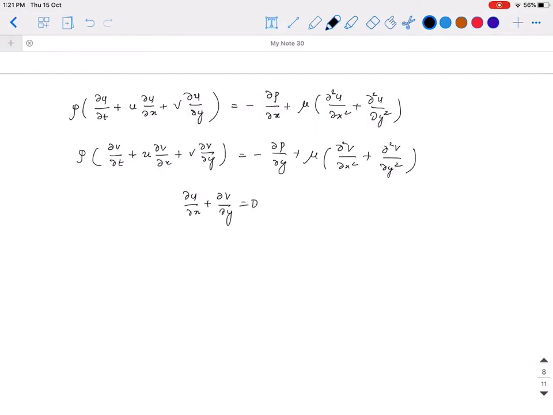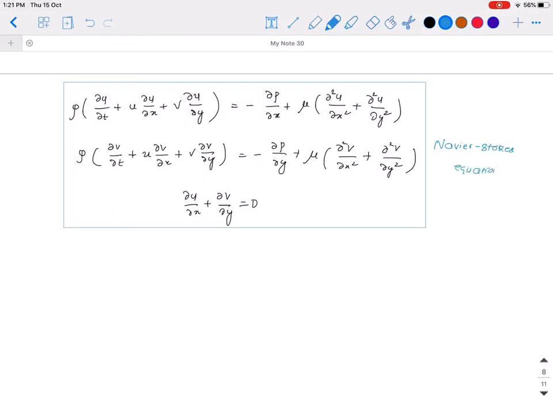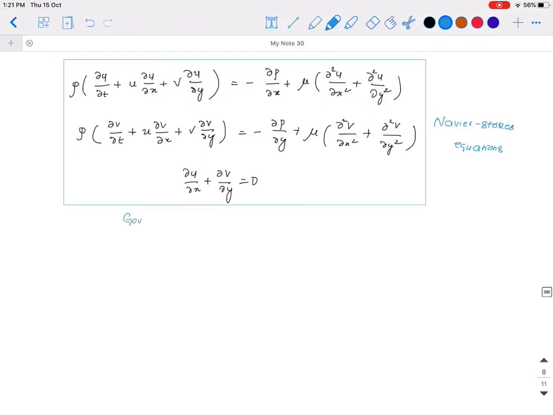Together, these are called the Navier-Stokes equations. This is one of the most important equations in fluid mechanics, and they govern the complete dynamics of an incompressible Newtonian fluid.